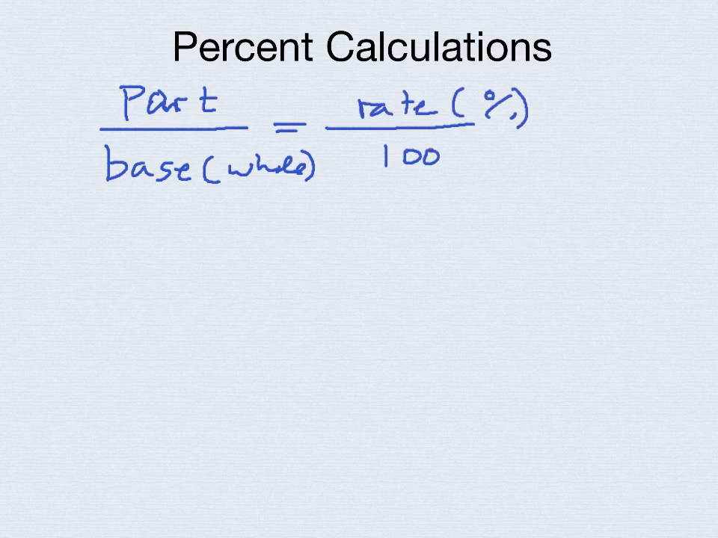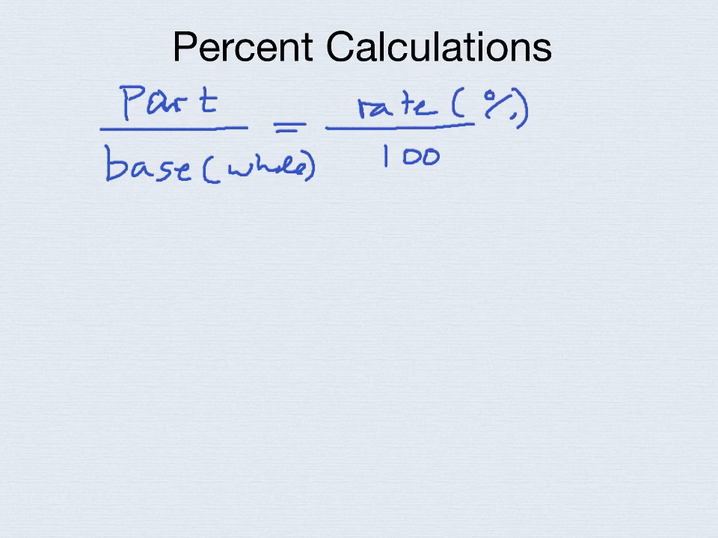I'm organizing these numbers into two fractions that are equal to each other. Your job in a word problem is to determine what numbers you're given and what numbers you want to find. Place them into these fractions, find the unknown, and use a very simple method of cross multiplication to find the missing number.